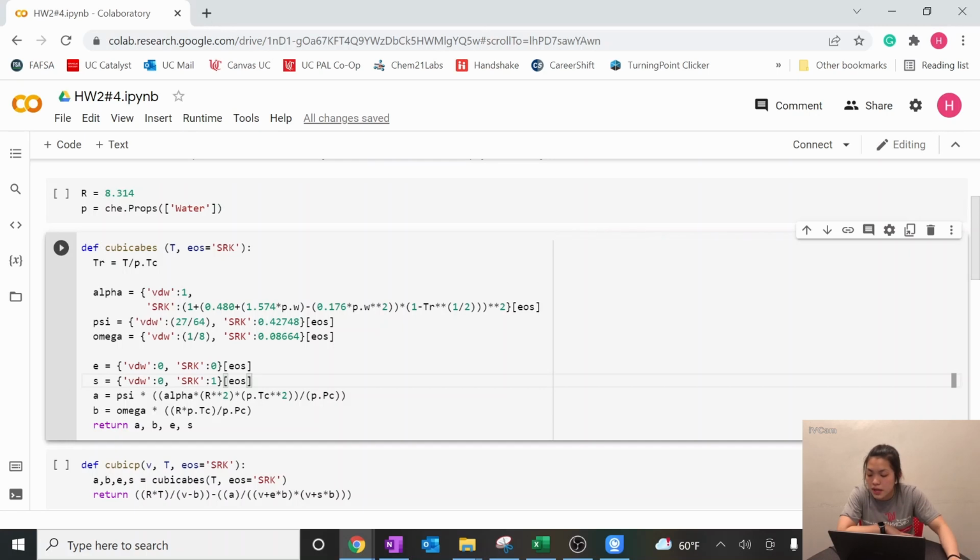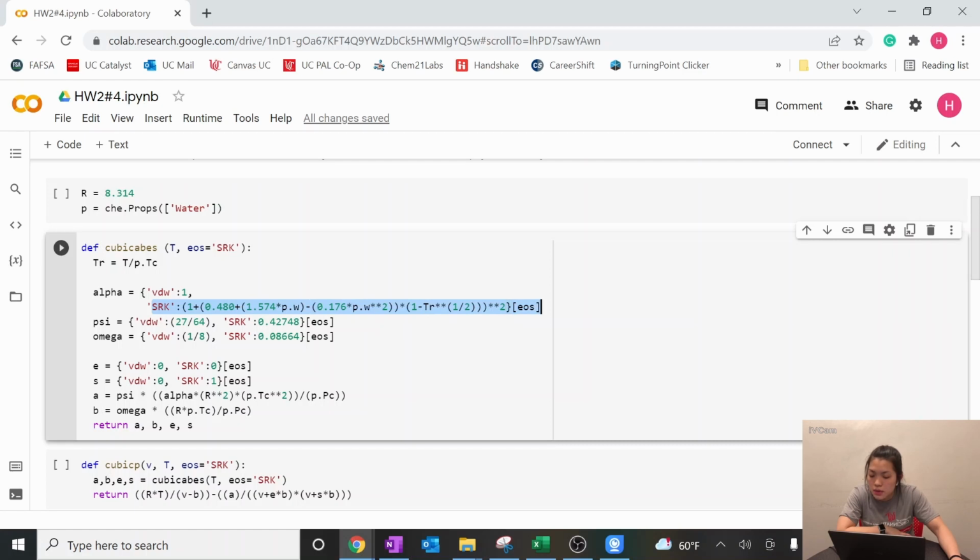And then we went on to define A, which was slightly more complicated. It was this equation: psi multiplied by alpha multiplied by the gas constant R squared times the critical temperature squared, divided by the critical pressure. So we had to define both psi and alpha. Psi for the van der Waals equation is 27 divided by 64. For SRK it is 0.42748. And then alpha for van der Waals is just 1, and for SRK it is this long equation.